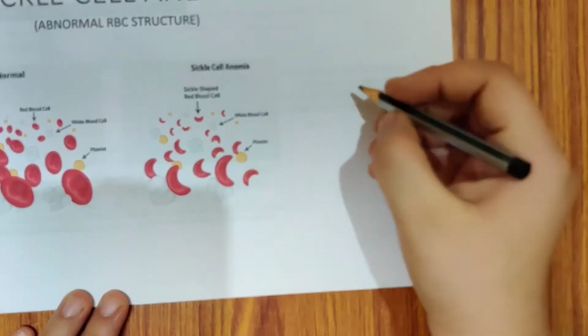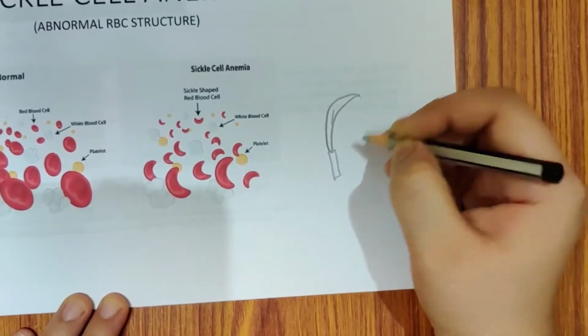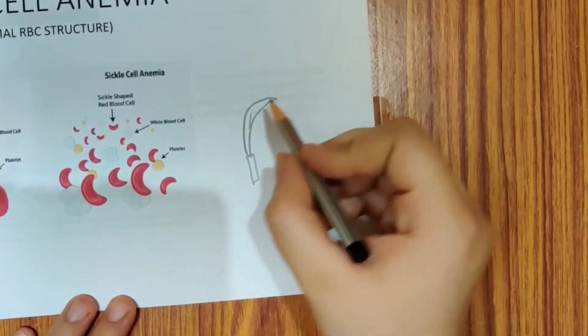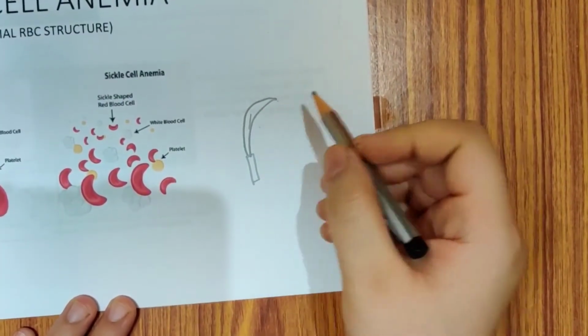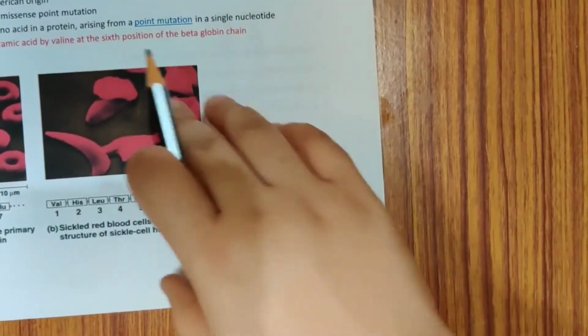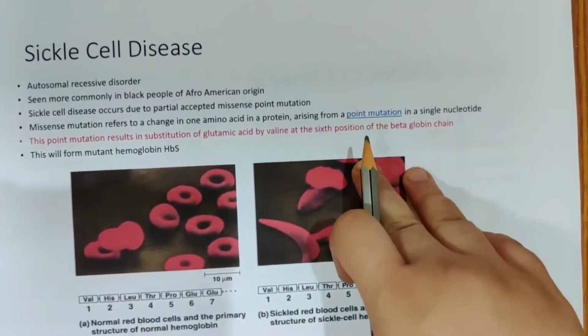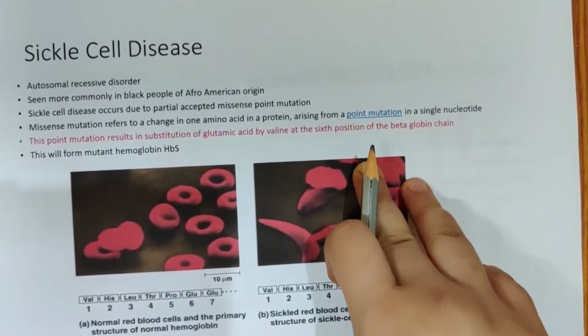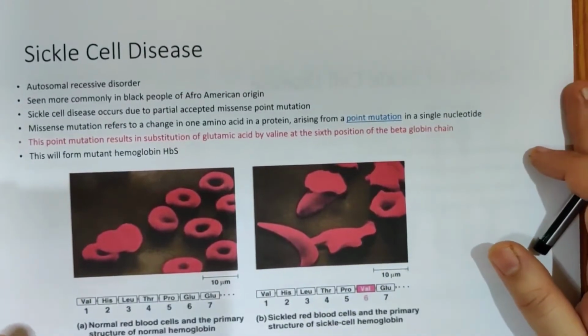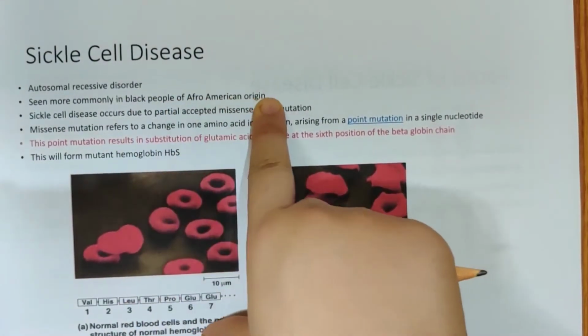If you see a sickle that you use to cut grass, this is the shape. So your RBCs also take up the shape of a sickle. So sickle cell disease is an autosomal recessive disorder. I am sure the genetics topic has been taken, so you understand what an autosomal recessive disorder is. This is mostly seen in black people of Afro-American origin.